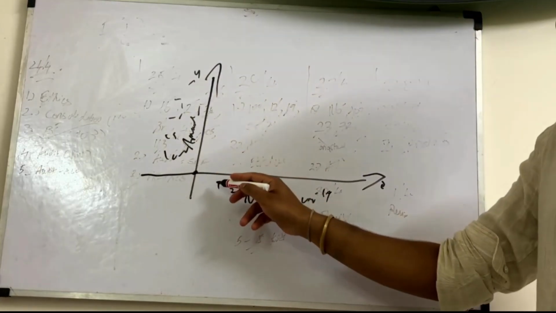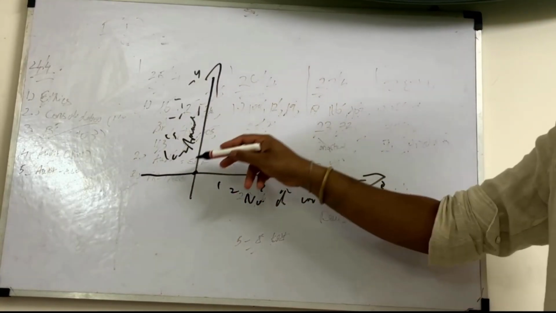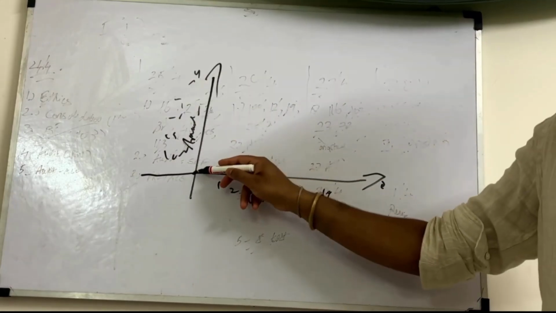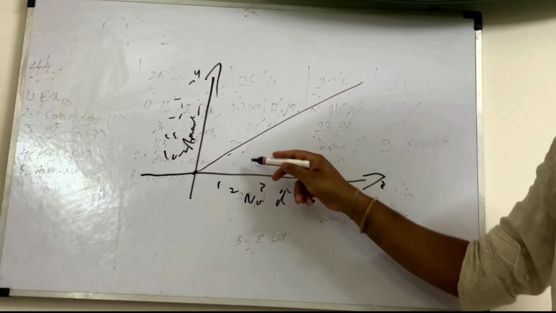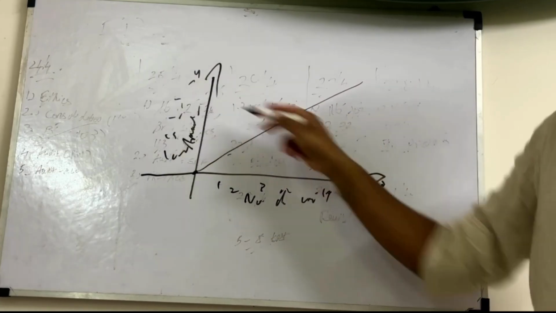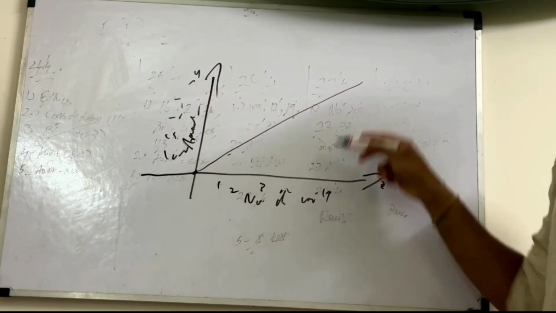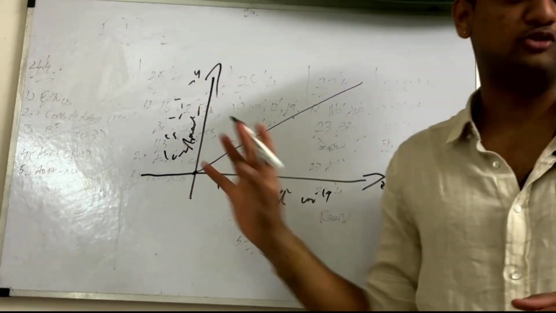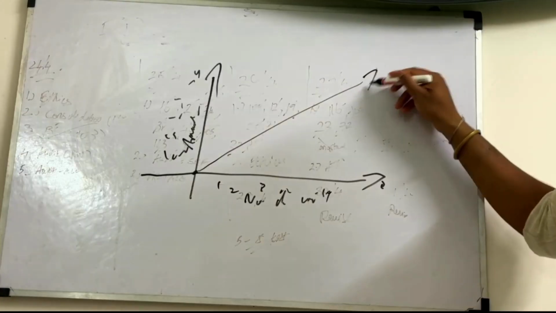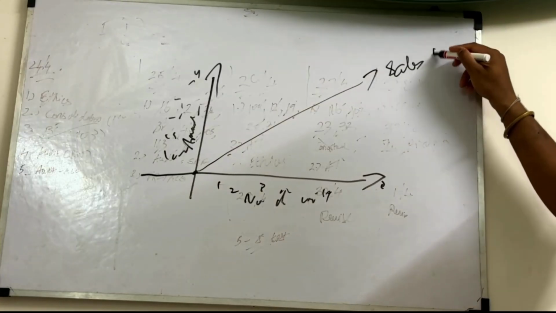So, as units keep on increasing, the sales amount also will keep on increasing. So the graph goes like this. If you see, 1 unit means this amount, 2 units means this amount, 3 units means this amount, 4 units means this amount, 5 units means this amount, and so on. It keeps on going like this. This is your sales line.